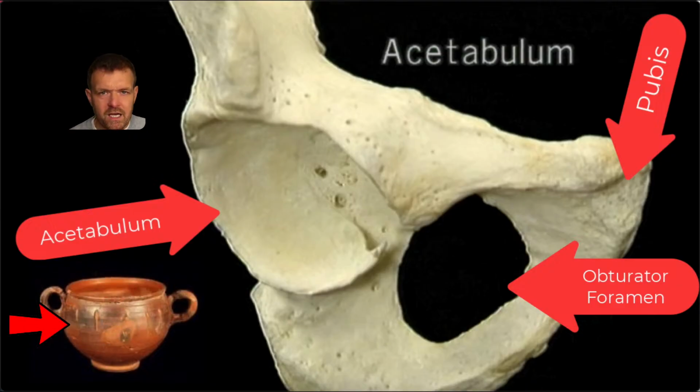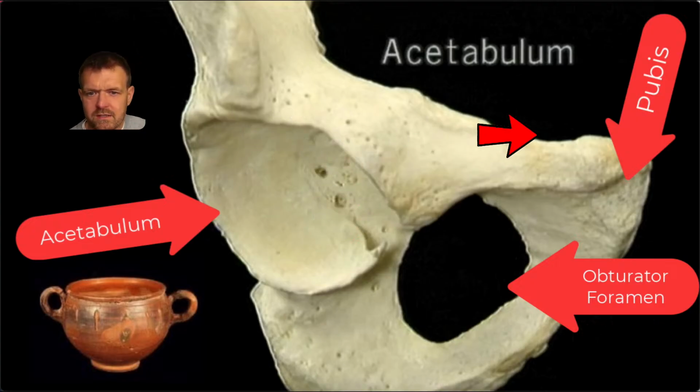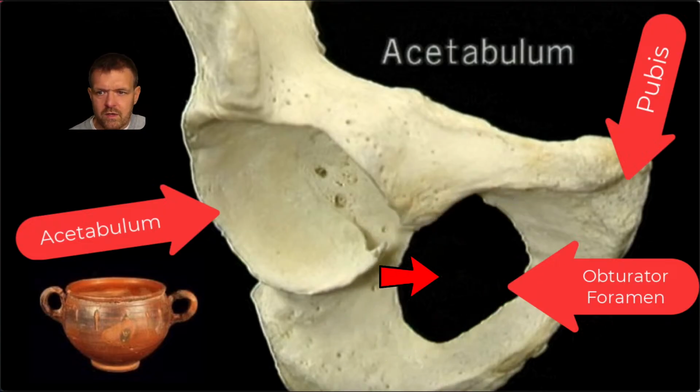This is a vinegar cup, and it had a specific cup for vinegar, and it looks exactly like the same shape as the acetabulum, and that's why it's called that. Okay, so we've got the vinegar cup, which your femur will go into, the pubis at the front, and then the obturator foramen, which is this big hole here.